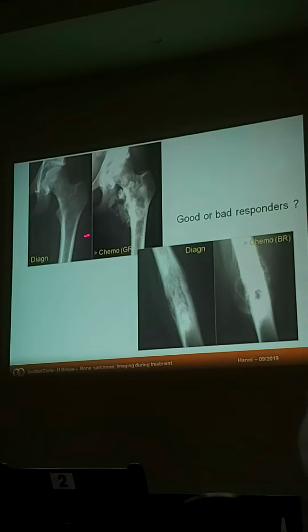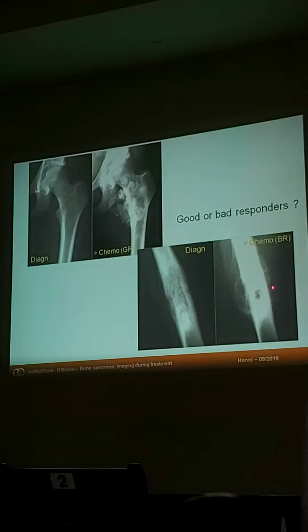So it's a paradoxical evolution for us because we see it's much larger. No, it's not larger, it's just the calcification of the mass you didn't see on plain film but was present at the diagnosis. If you look at the MRI, there is a white soft tissue mass here. So this one was a good responder, and this one was a bad responder.